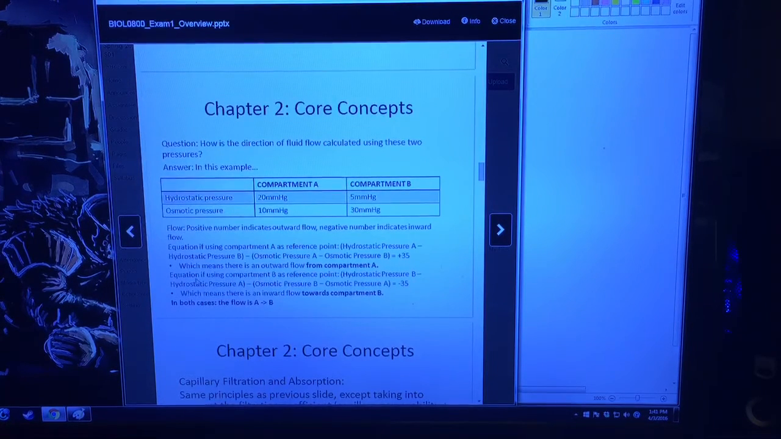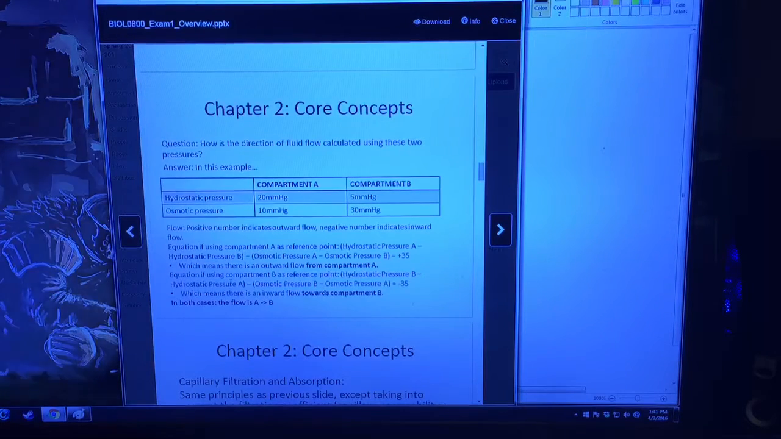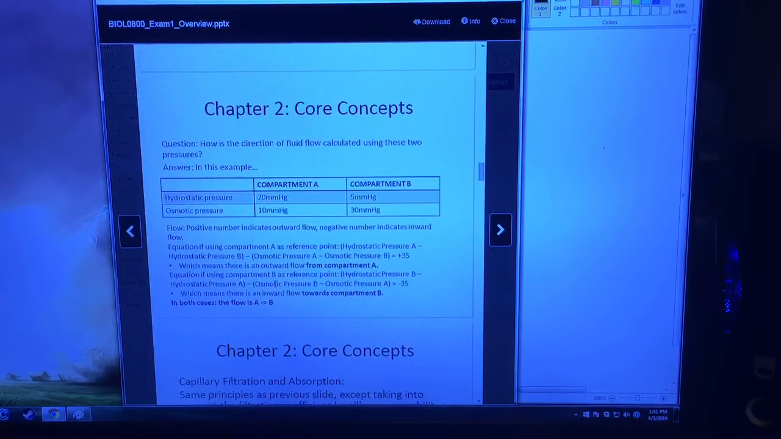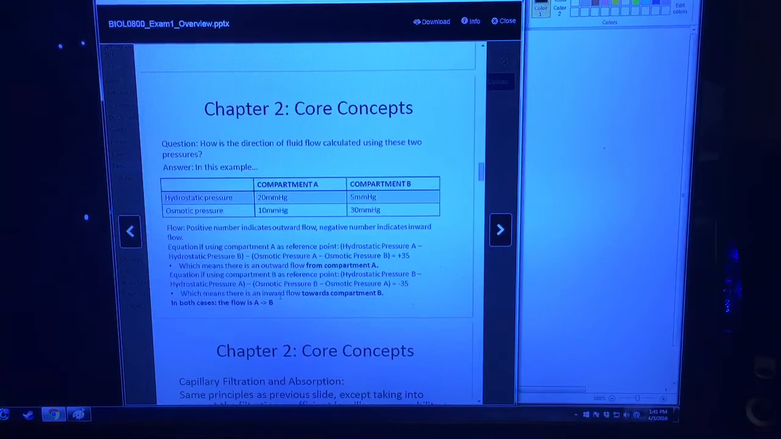And let's say you're using B as a reference point. It'll be hydrostatic pressure B minus hydrostatic pressure A, and that whole thing minus osmotic pressure B minus osmotic pressure A. And that'll give you negative 35, which means there's an inward flow towards compartment B. So it's the same thing. In both cases, the flow is still from A to B.